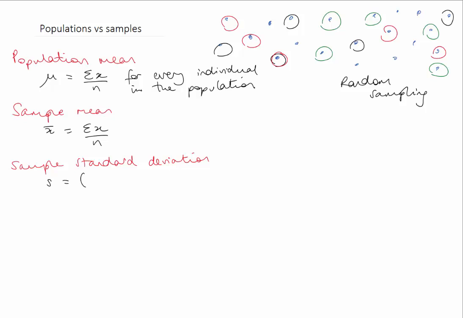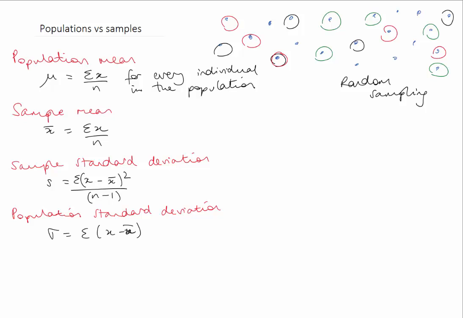And that is equal to the square root of the sum of x minus x bar, squared, all over n minus 1, as opposed to the true population standard deviation, which is sigma, and that's the square root of the sum of x minus, so this should be mu, shouldn't it? The mean of the whole population, all over n minus 1. Sorry, all over n. I'm talking rubbish.